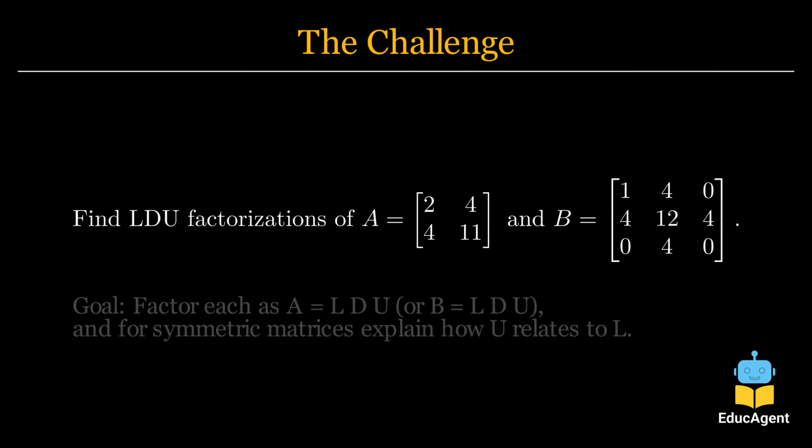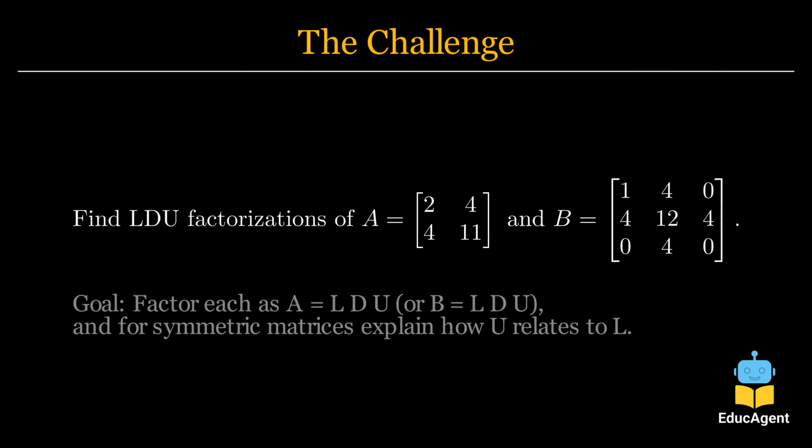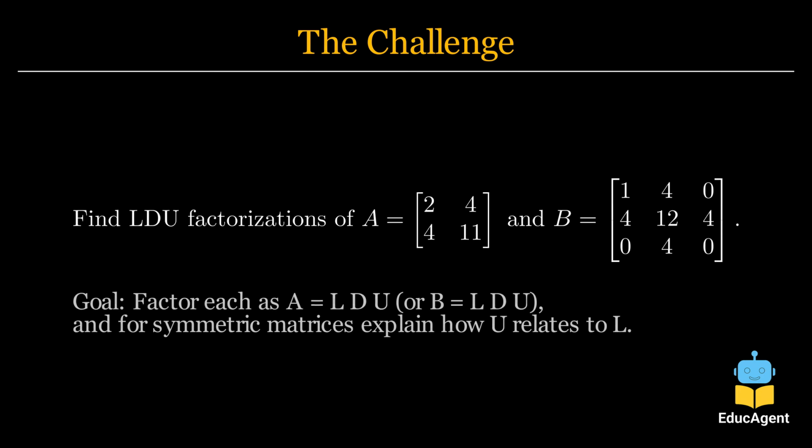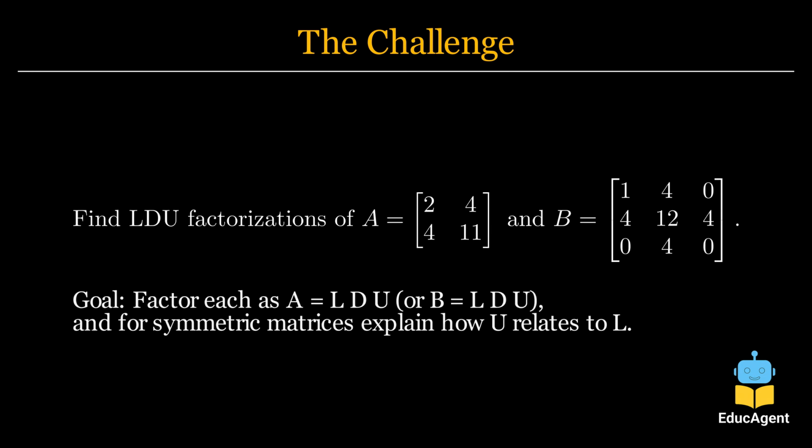Here's the problem we'll solve today. We will find the LDU triple factorizations of the symmetric matrices A and B, and then explain the special relationship between U and L that happens when the matrix is symmetric.